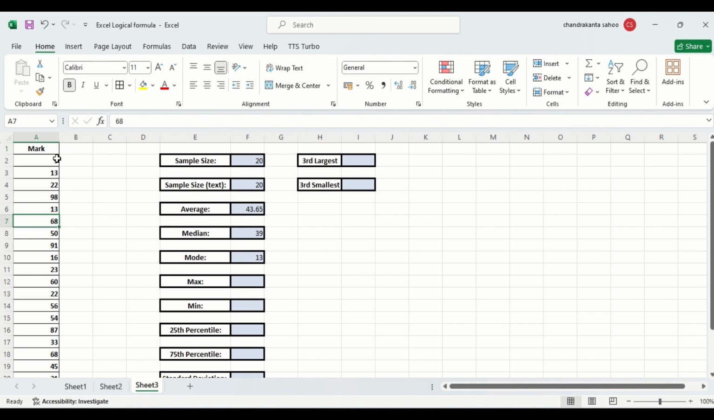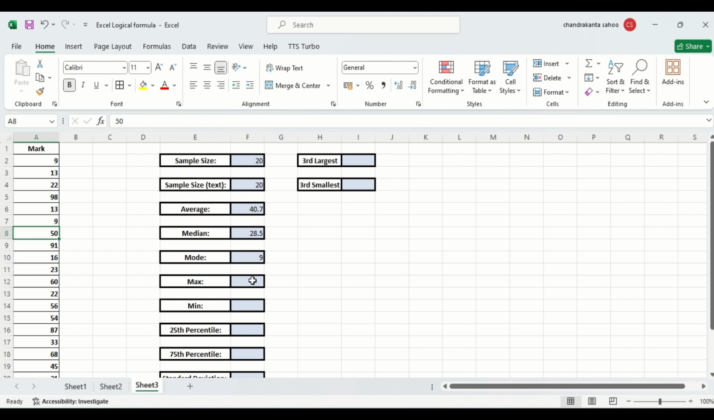Okay, one 9 is there, another time I will write 9 here. You can see the mode becomes 9. Two of the values are repeated two times, like 9 has been repeated two times and 13 also has been repeated two times. In that case, Excel will always return the lower value, so therefore it has changed. Suppose I repeat 60 two times, it will not change.